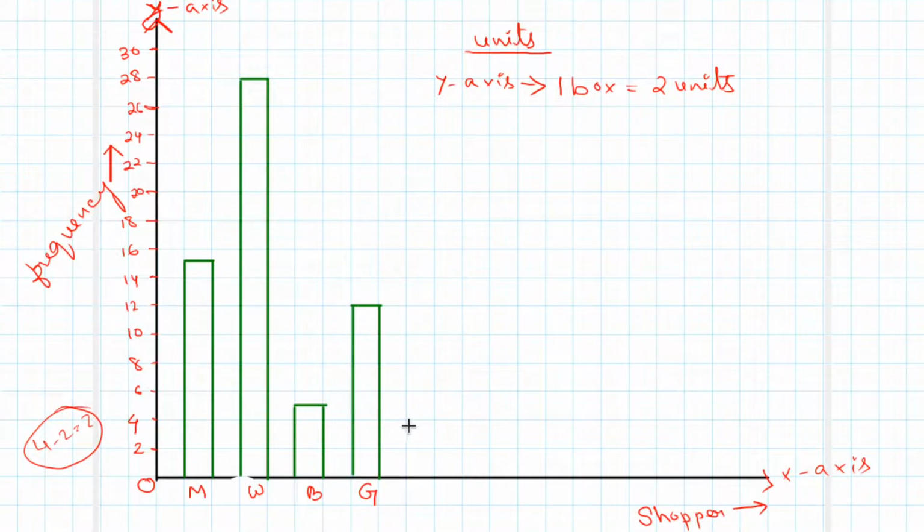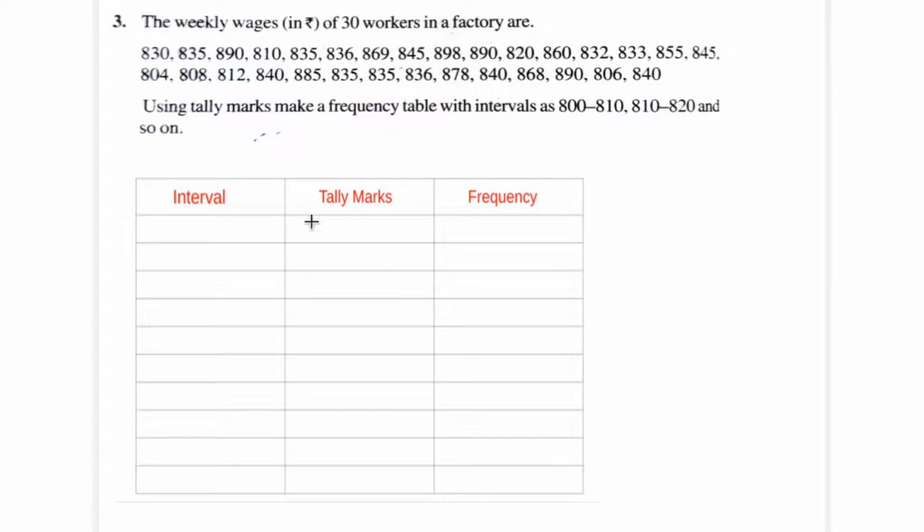Now come to the next question, number 3. The weekly wages in rupees of 30 workers in a factory are as given below. Weekly wages means weekly salary for the workers in a factory. Using tally marks, make a frequency table with these intervals. Here the continuous intervals are already mentioned. We have to use them to make the frequency distribution table. The starting point is already given, 800 to 810.